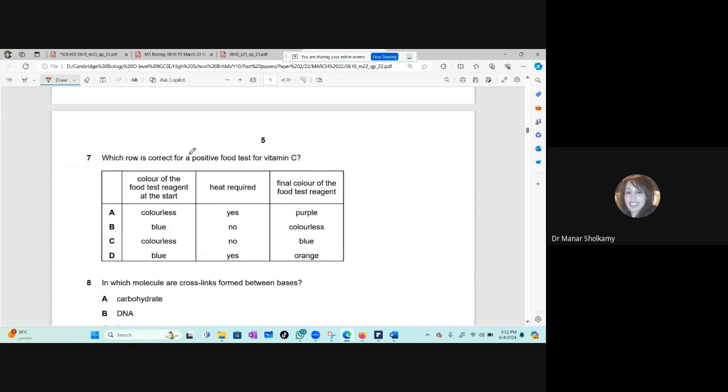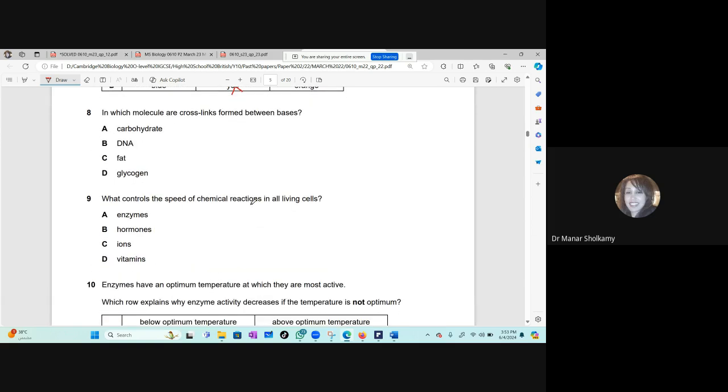7. Which row is correct for a positive food test for vitamin C? Is heat required? No. So it's not A and it's not D. What is the color of the food reagent at the start, and what is the final color? Blue. Yes. So what's the final answer? The answer is B. Yes, well done.